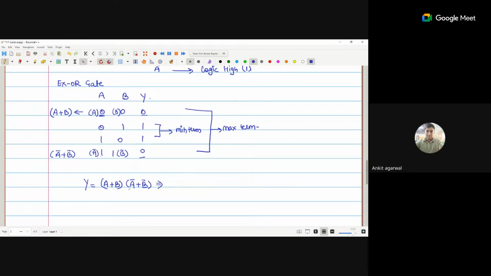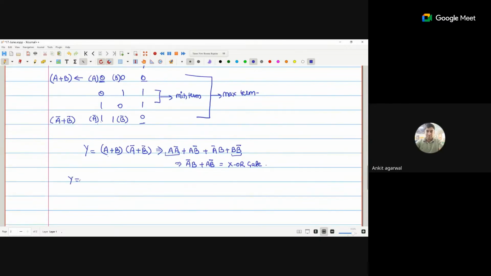Okay. If you want to convert into SOP, what should I do? I just multiply. A bar, A B bar, A bar B, and B bar. So this is a 0, this is a 0, and the remaining is A bar B plus A B bar. Okay, so again an XOR gate. Clear? Now if we want to write it, one representation is A plus B, A bar plus B bar.